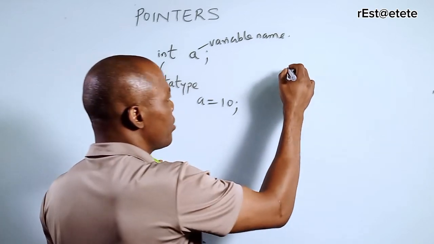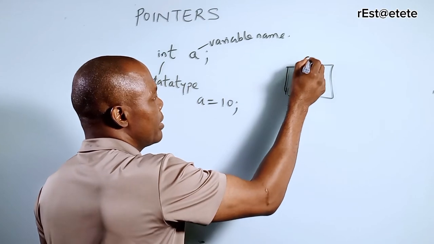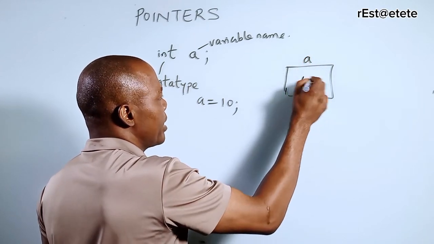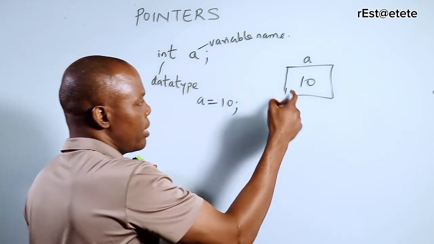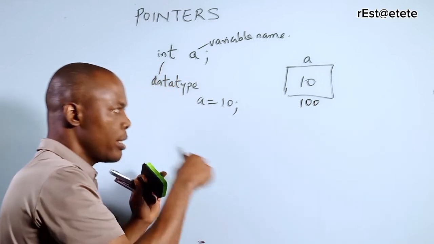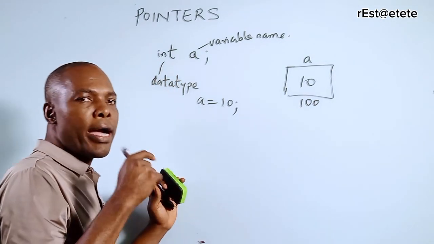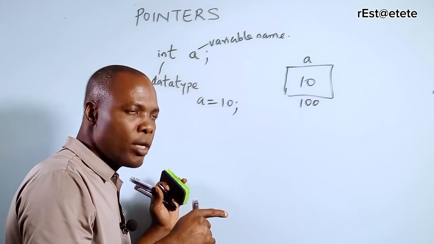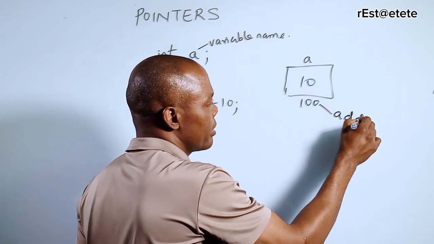Now, what would the compiler do? It will go to the memory. So this is the memory. Now, this is a. It will assign 10 to a. But this a has an address. So let's assume the address is 100, right? But usually it's hexadecimal. Now, I am going to declare a pointer. So the pointer will hold this address.